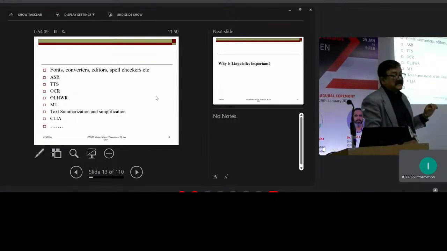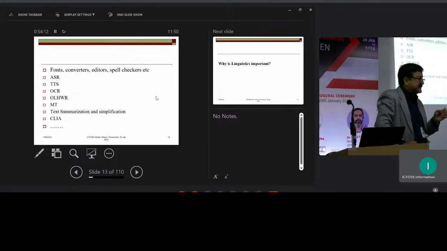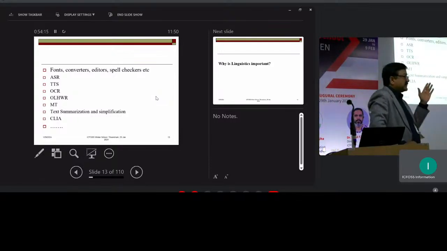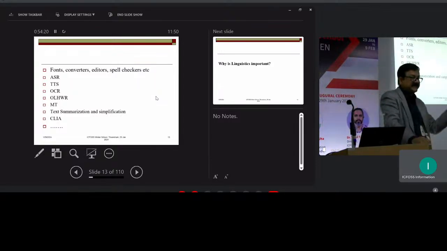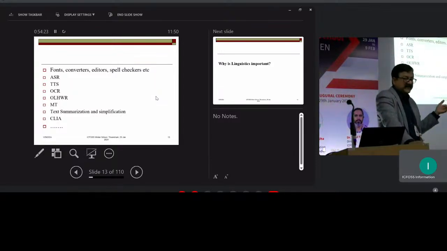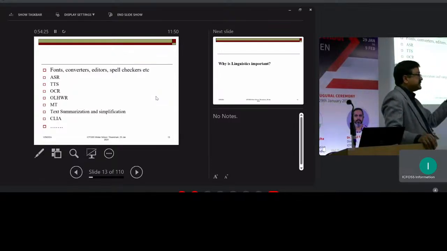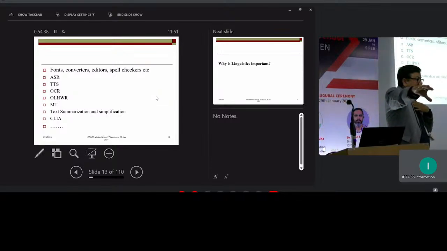Then we have automatic speech recognition. You speak and the machine writes. You don't have to type. Then we have text to speech. The written text, the machine will read. The reverse. ASR is also called speech to text, and TTS is text to speech. So there's a text, and the machine is reading it out. That's called TTS. But as I'm speaking, the machine is writing. That's ASR. Writing the spoken text and reading the written text.